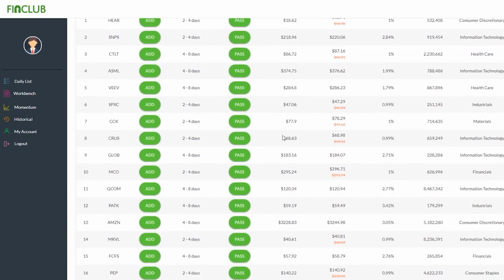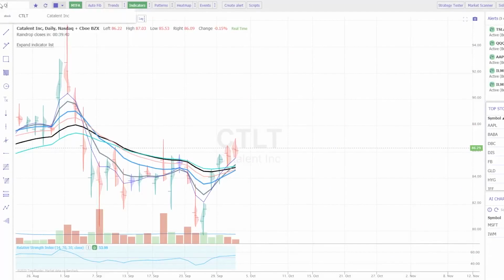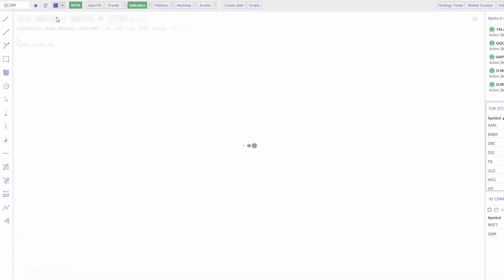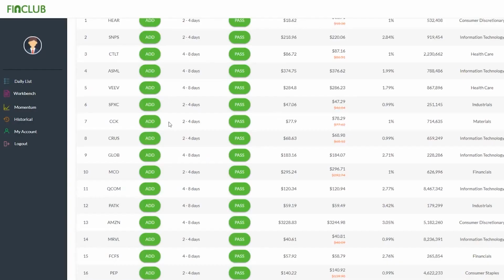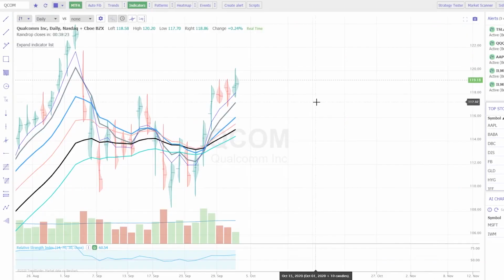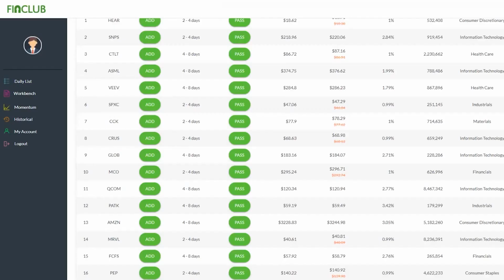Who's this? Oh, QCOM. Okay. Let's look at Qualcomm. This one's at 119.15, and it went up to a high of 120.27. FinClub, QCOM. Okay. So it's saying that don't get in any higher than 120.34, and its target price is 120.94. Okay, so let's go look at QCOM. 120.34 is our highest point that we want to enter at. It's at 119.18. It went up to as high as 120.20. So that seems like a decent place to start.